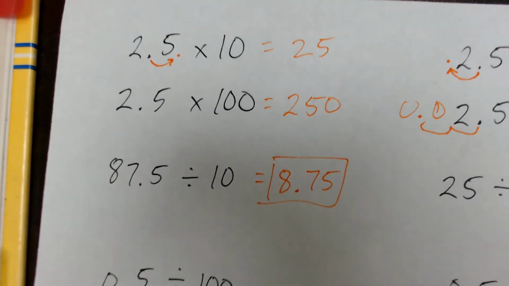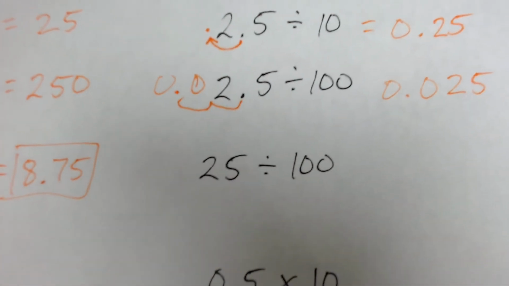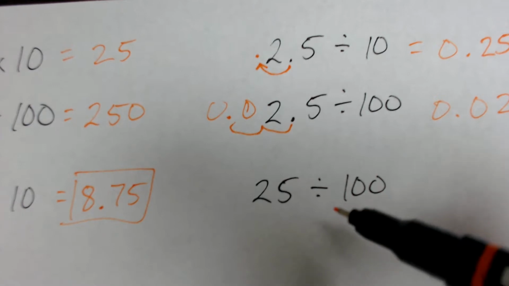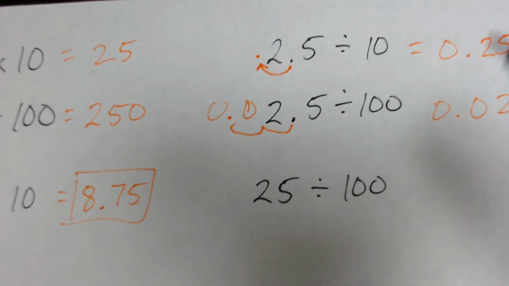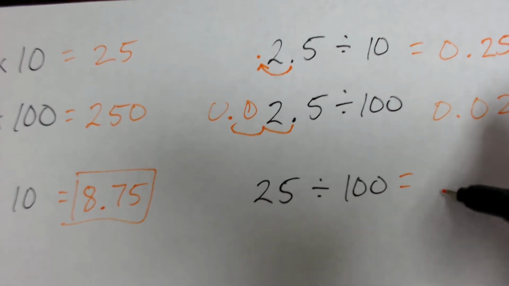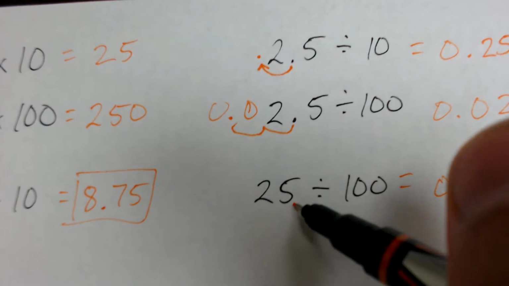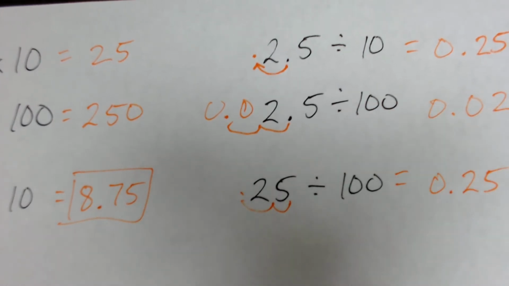Let's go to this next one. 25 divided by 100. Two zeros, so I'm going to move my decimal point two spaces to the left. My decimal point is hiding right behind the 5 because it's a whole number. So my answer is going to be 0.25. That decimal point move, remember, from here, 1, 2, to its new home.